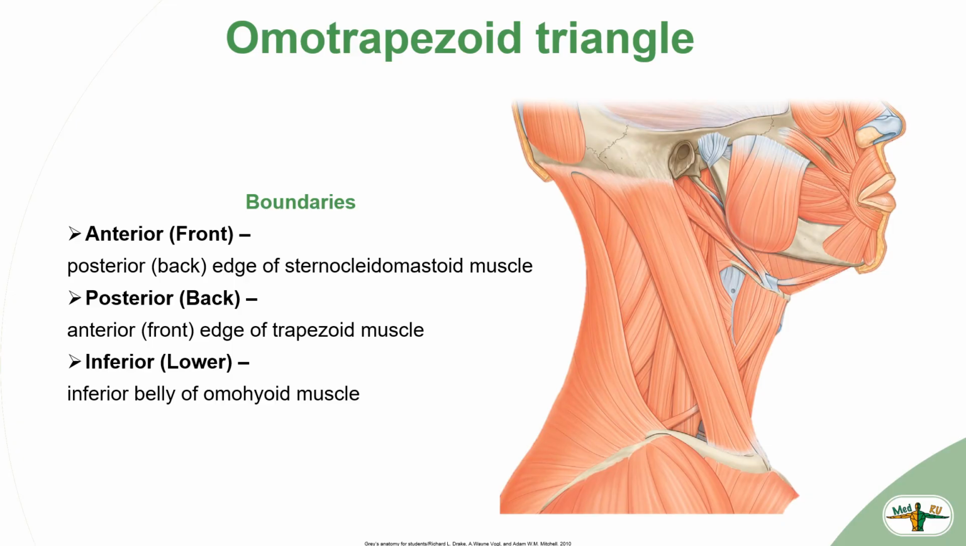First up, the omotrapezoid triangle. Think of this as the nerve triangle of the neck. Its borders are: anterior, front, border: the back edge of the big sternocleidomastoid muscle. We'll call it the SCM for short. Posterior, back, border: the front edge of the trapezius muscle. Inferior, lower border: the inferior belly of the omohyoid muscle. So, it's a small, muscular triangle on the side of your neck.